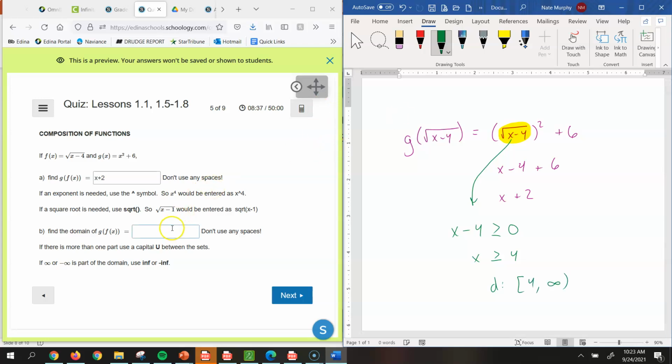So the way that we would type that in is we'd use a bracket. By the way, we don't need to use the union because it's everything from 4 to infinity. So I just say 4 comma INF and then parentheses.